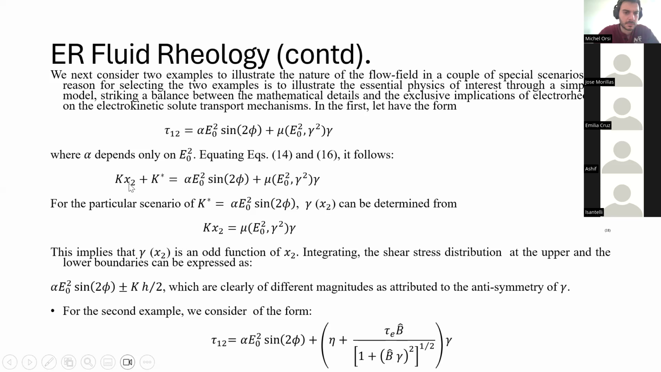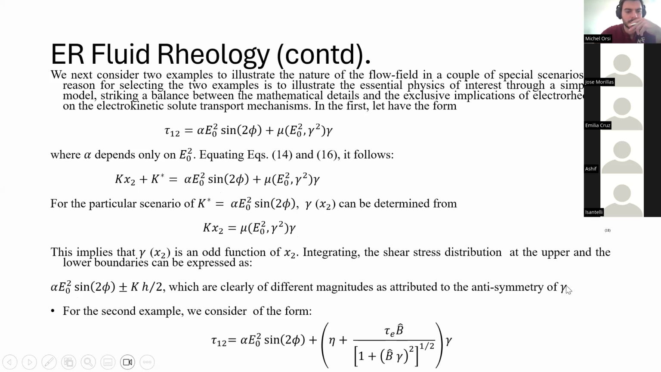So equating kx2 plus k star with this, we get k star is equal to a E naught square sine 2 phi, and kx2 is mu, which is a function of E naught square and gamma square gamma. This implies that gamma x2 is an odd function of x2. Integrating the shear stress distribution, at the upper and the lower boundaries it can be expressed as a E naught square sine 2 phi plus minus kh by 2, which is clearly of different magnitudes as opposed to the antisymmetry of gamma.